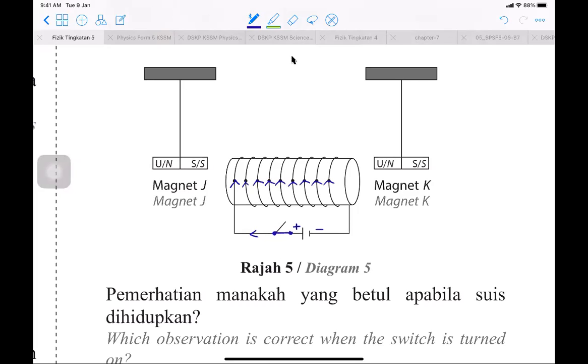And then what type of rule do we use to determine the direction of the poles on the solenoid? Kita guna apa? What rule? When you have the direction of the current, so you can use apa?